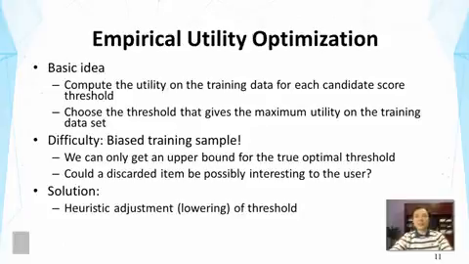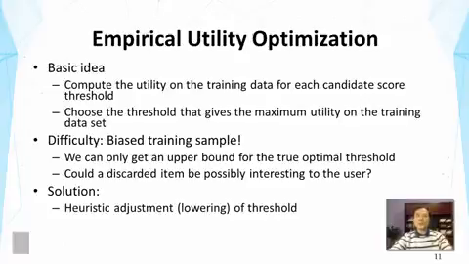Since these are training data, we can compute the utility, right? We know their relevance status, or we assume that we know the relevance status, let's say based on approximation of click-throughs, right? So then we can just choose the threshold that gives the maximum utility on the training data. Now, but this, of course, doesn't account for exploration that we just talked about. And there is also the difficulty of biased training sample, as we mentioned. So in general, we can only get the upper bound for the true optimal threshold, because the threshold might actually be lower than this. So it's possible that the discarded item might actually be interesting to the user.